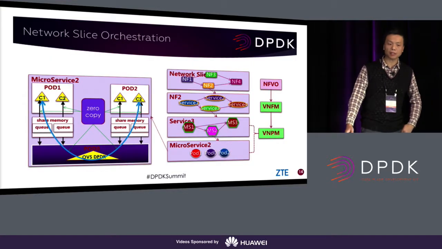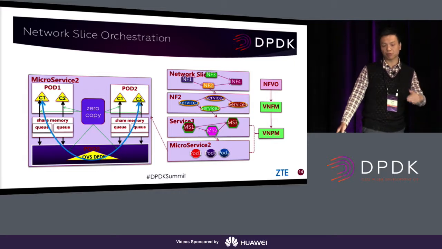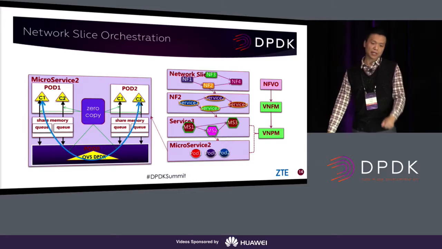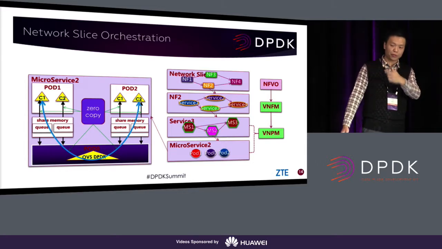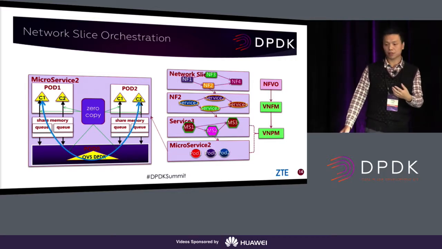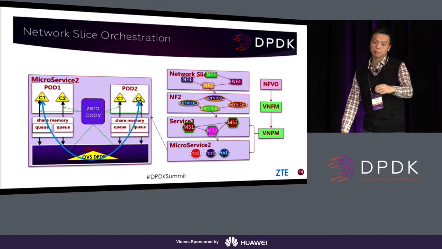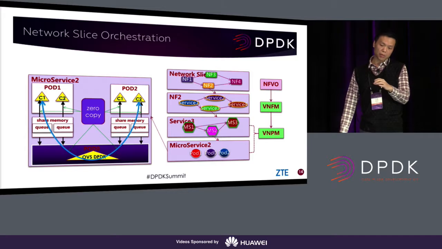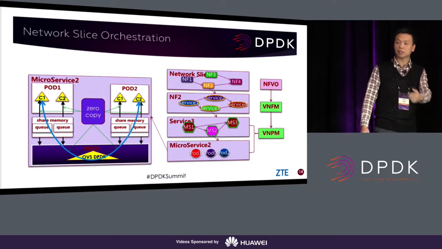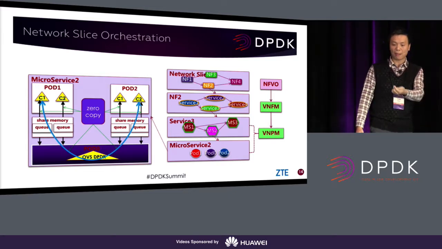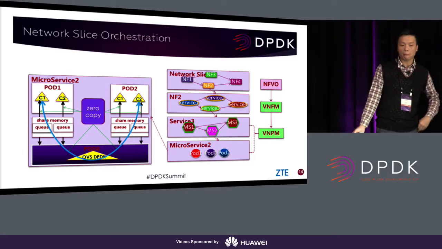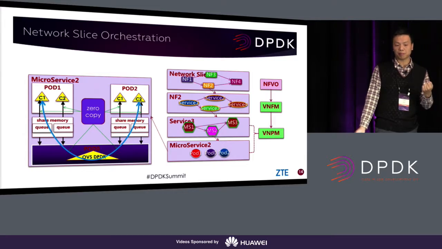And this is the network slicing orchestration. In the network slice, we can see NF2 is comprised of multiple services, and a service is comprised of microservices. That is what I have said just now. This is port 1, port 0, and port 2, and on the left-hand side is our microservice.